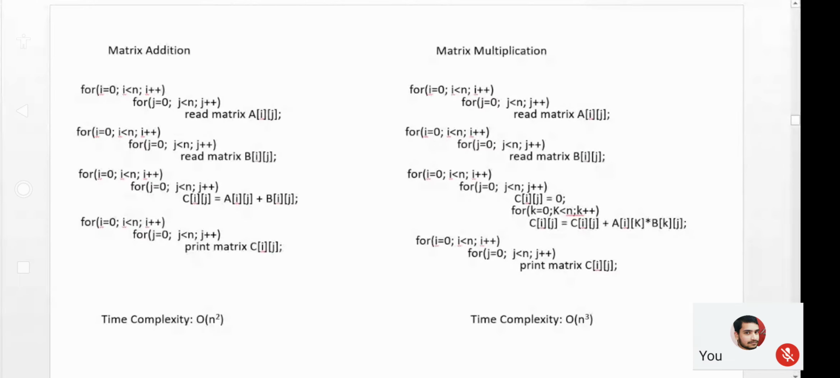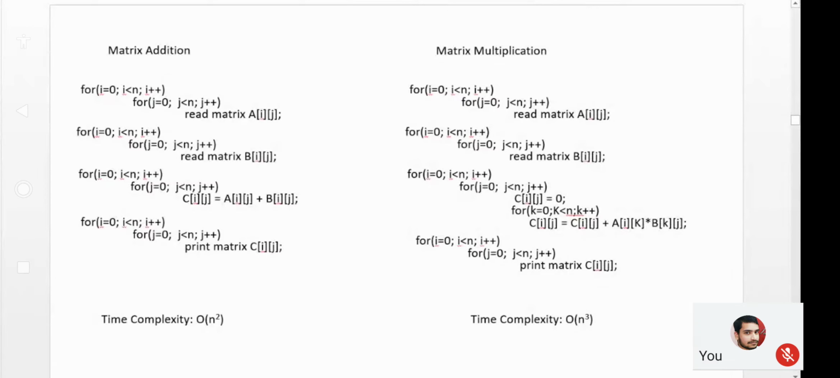Is it clear why this is n cube? Because when I is equal to 0, j is equal to 0, this loop will execute n times. When I is 0, j is 1, again it will execute n times. When I is 0, j is 2, again it will execute n times. So that's why this part takes n cube time. And this part, for displaying the output, again takes n square time.